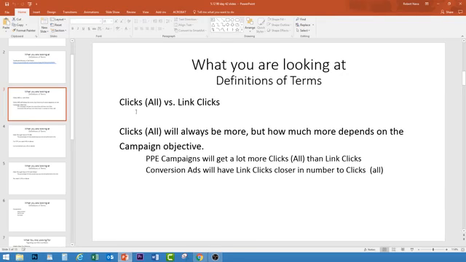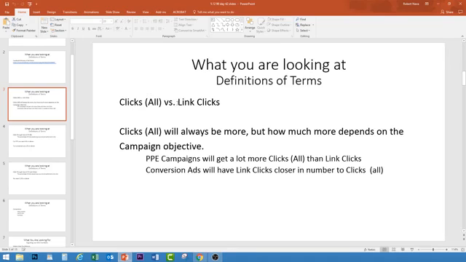So the difference between link clicks and clicks all. Clicks all is going to include things like a like, a share, a comment, a click on an image, a click to the page. There's a lot of different clicks, depending on what type of post you have, that can be included in the clicks all. I have a feeling I'm going to get tongue-tied a few times here in this webinar. If you want to hear a good one, go watch the webinar from yesterday. But all types of clicks on the post can be included in the clicks all.